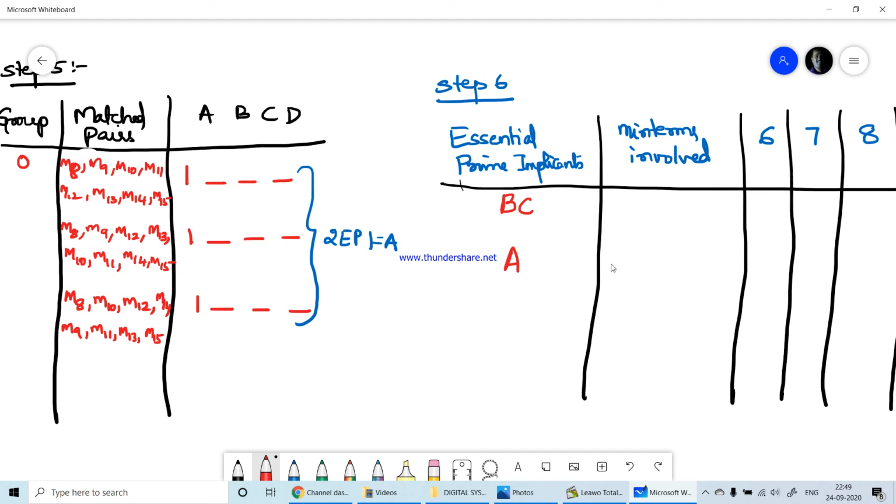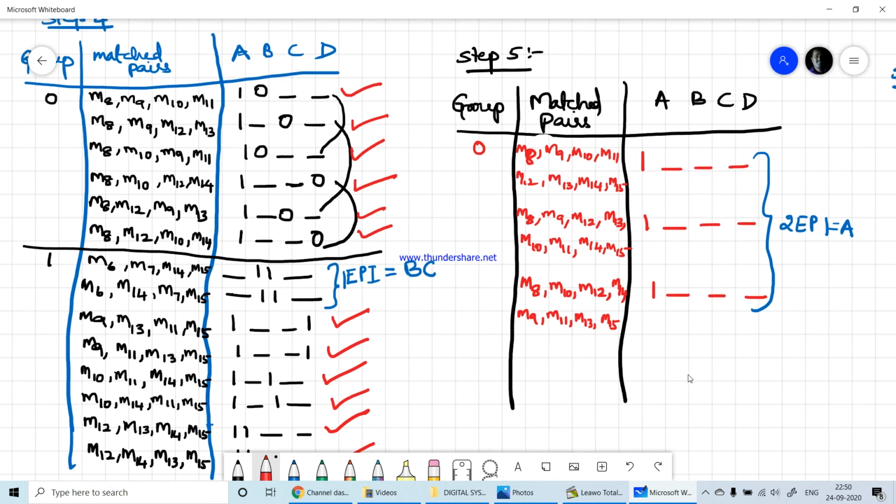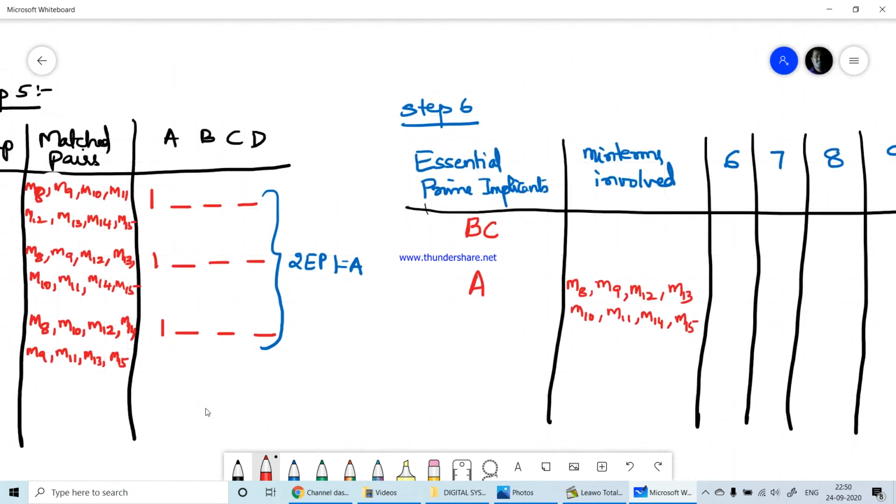So we got A because of the prime implicant, the minterms M8, M9, M12, M13, M10, M11, M14 and M15. This is for A. Whereas we got BC for M6, M7, M14, M15.